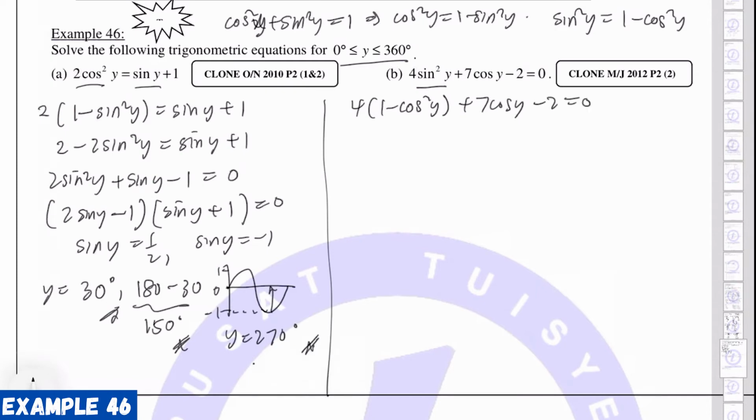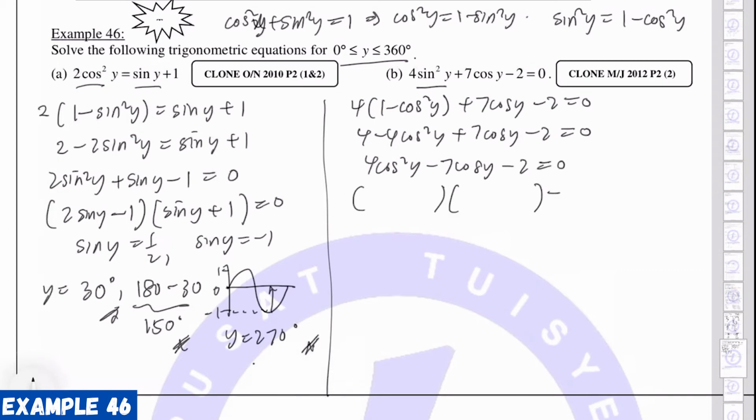Next, I'm going to multiply inside: 4 minus 4 cos square y plus 7 cos y minus 2 equals 0. Rearrange this: 4 cos square y minus 7 cos y. Now 4 minus 2 is 2, so positive 2, I bring over is going to be negative 2. So we can double bracket factorize this, 4 cos y, there's a cos y here, should be 8 and 1. So this is 8 and 1, so it's a minus and plus. So you get negative 7 in the middle. So it's negative 1 over 4 and positive 2.